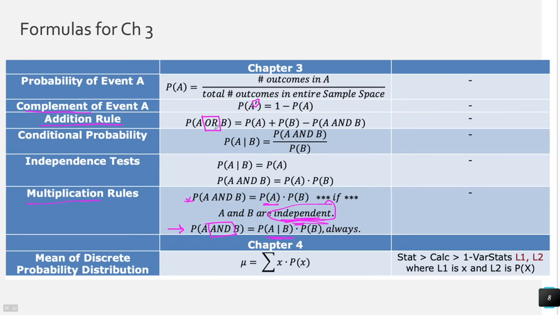And so here we are with lots of the formulas on the formula card. We discussed this one already. And so this is this one and this one. We haven't touched conditional probability and independence test yet. We're about to do that. And the multiplication rule.